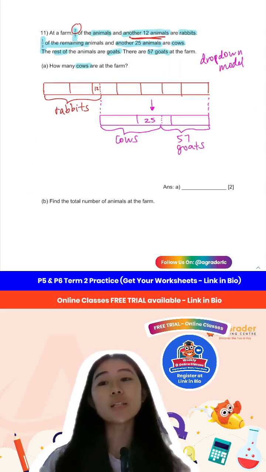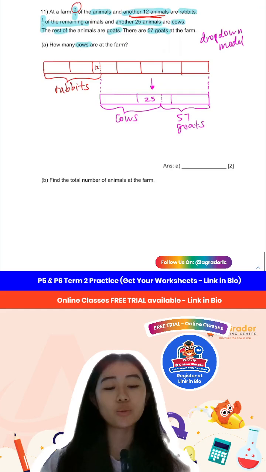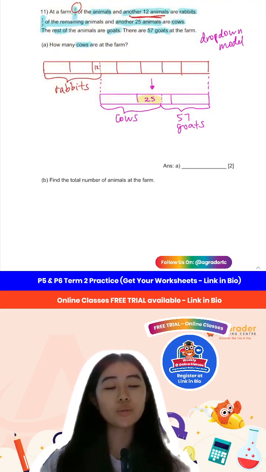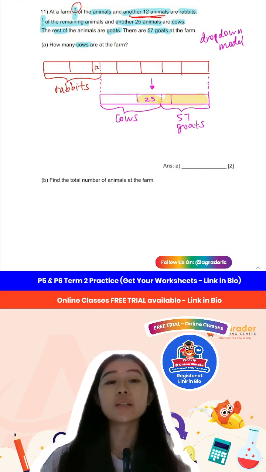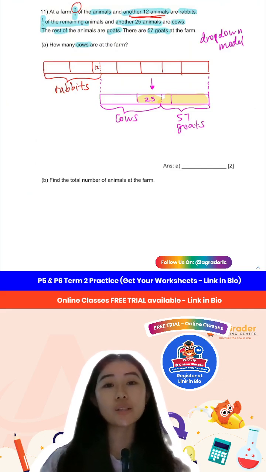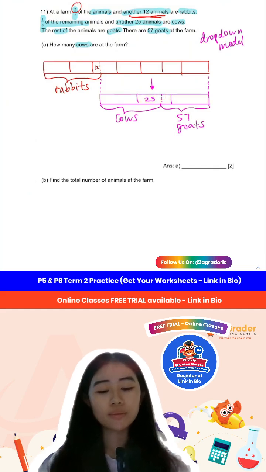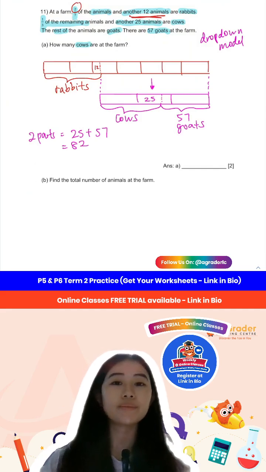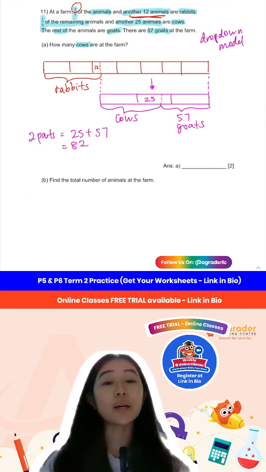Okay, so your model is done. Then you can start to calculate. So when you calculate, focus on this part first. This is 25 plus another 57. Okay, so this 25 plus 57 gives you exactly two parts in the bottom model. So I'm going to write here two parts equals to 25 plus 57, which is 82. And then you're going to divide by 2 to get one part.